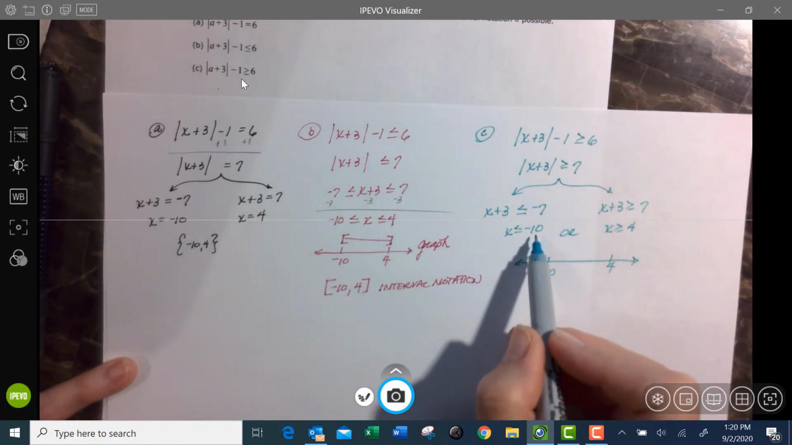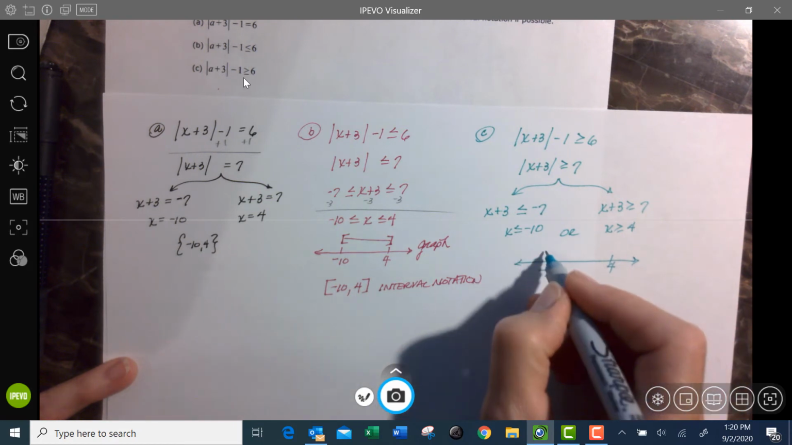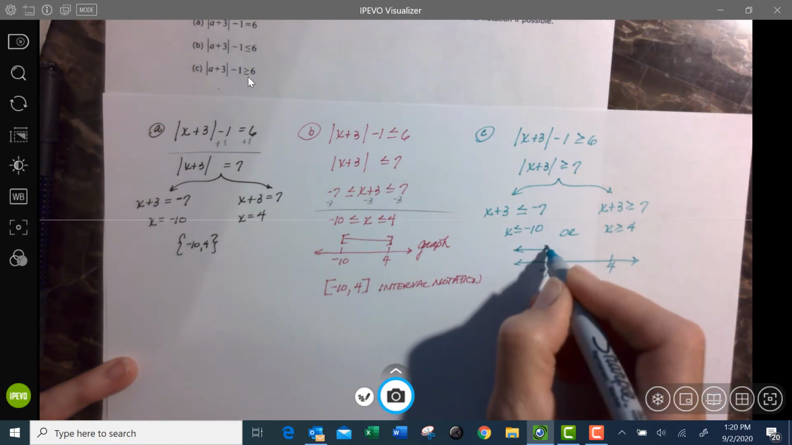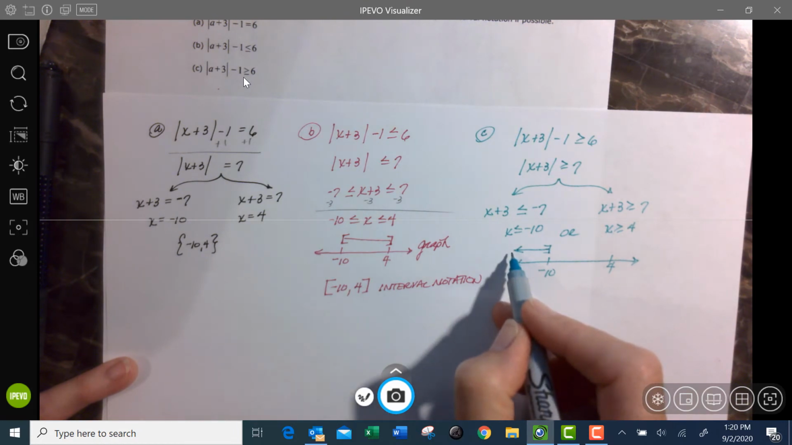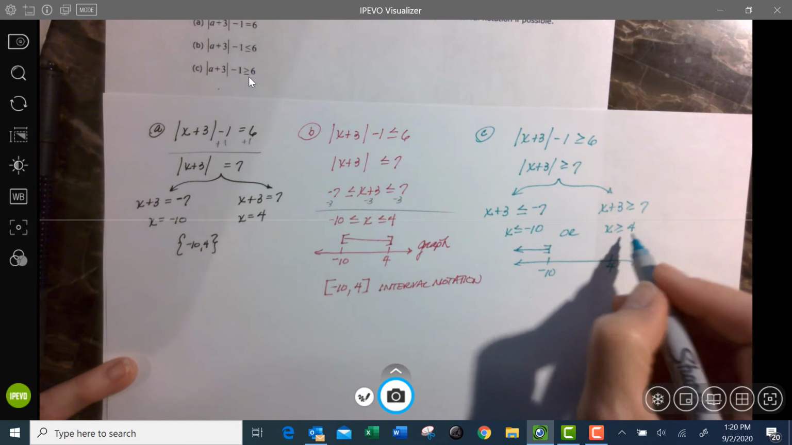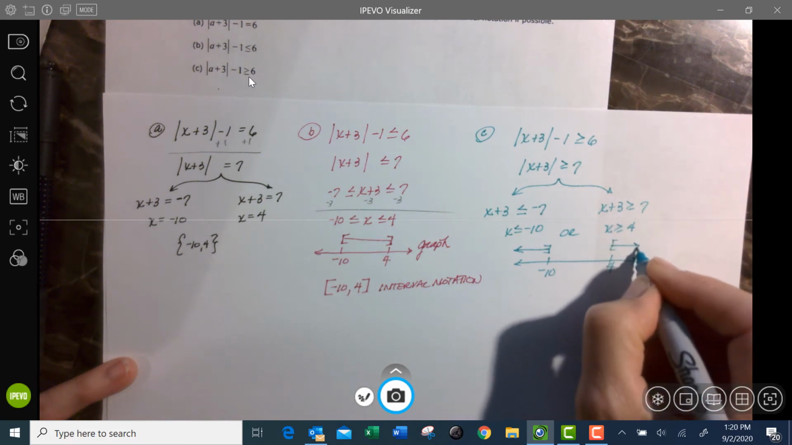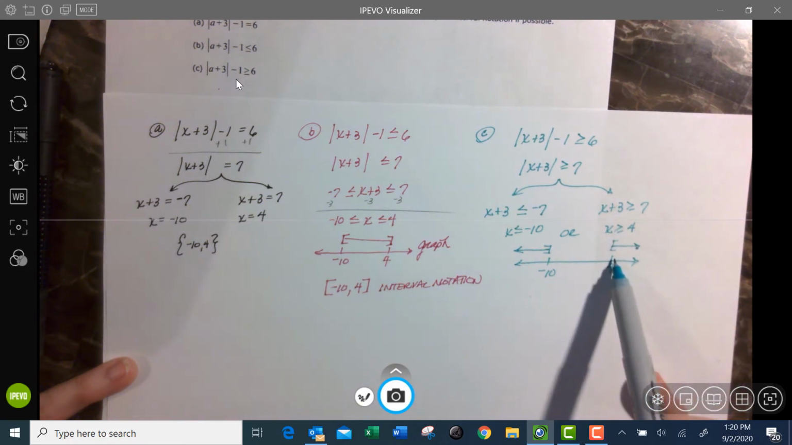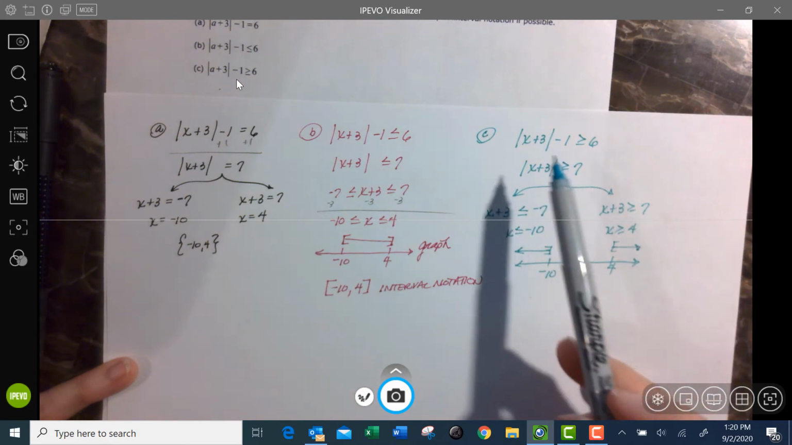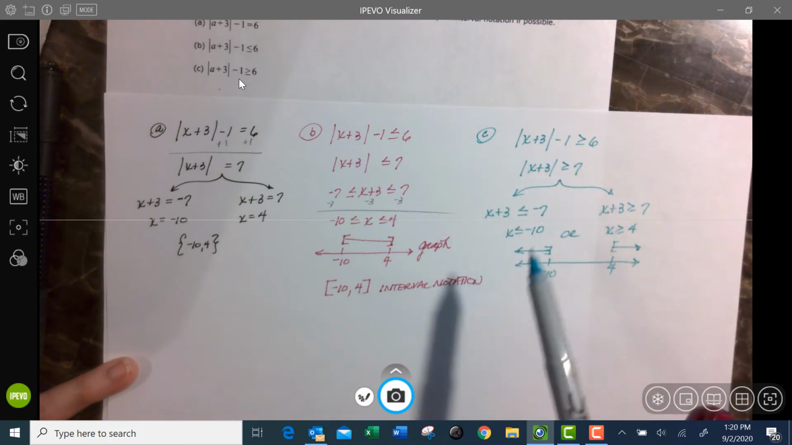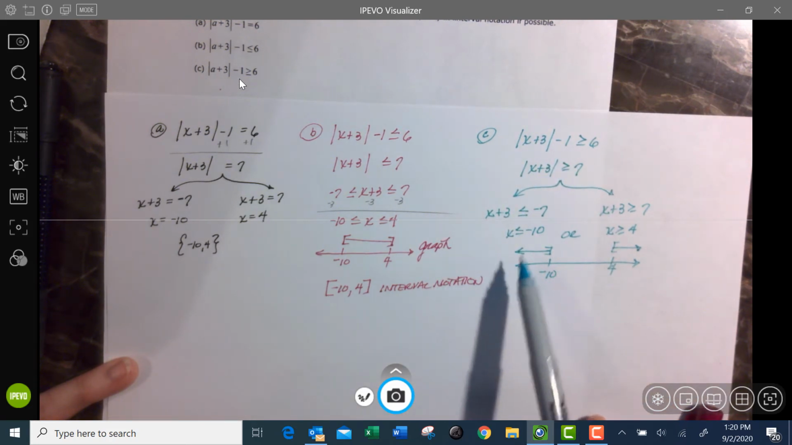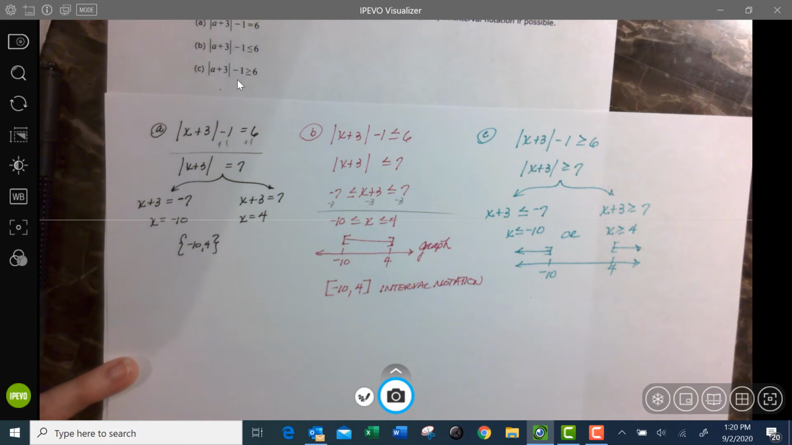If I'm looking at values less than -10 or to the left of -10, I would graph that by putting a bar to the left toward -infinity, to the left of -10, and greater than or equal to 4 would be a bar to the right of 4. So any number between 4 and positive infinity would satisfy this original greater than absolute value inequality. And any number to the left of -10 would also work in that original absolute value inequality. So I have solutions on the left and solutions on the right.